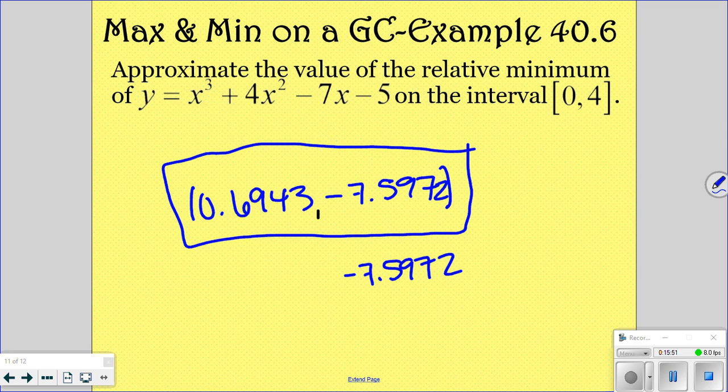So that's how you use your graphing calculator to find max and mins. They're not difficult. They're kind of like finding zeros. You just have to get to the left and right of them and then guess pretty close.